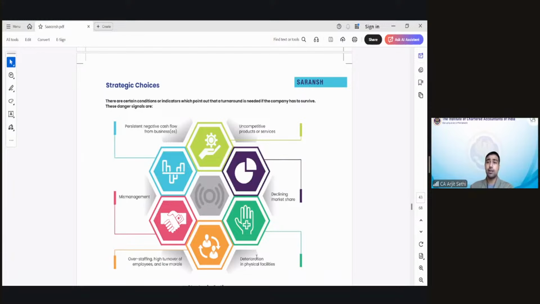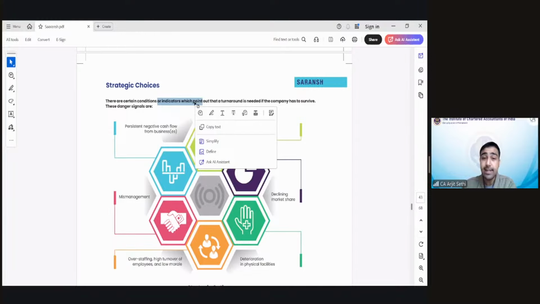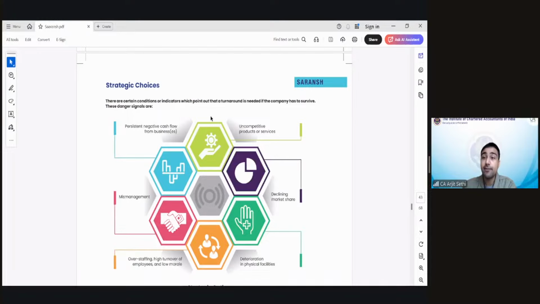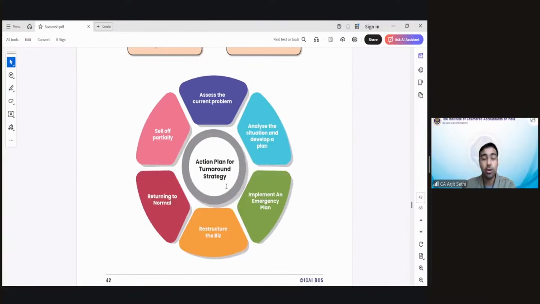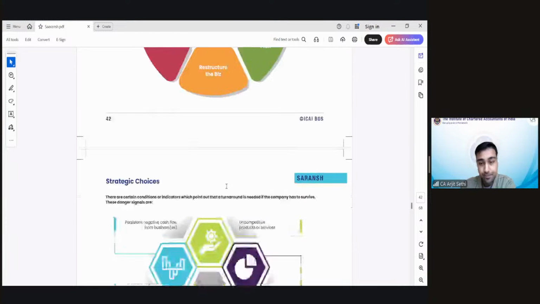Very frequently asked question in the exam: what are the identifiers of a turnaround strategy? When do you know you have to do a turnaround? What are the indicators? The word is indicators. At a point where you identify there's a problem in the business, just write these 6 indicators, my friend. Very simple, 6 indicators. Okay. To do a turnaround strategy, the steps are on your screen. How to do a turnaround strategy is also on your screen.